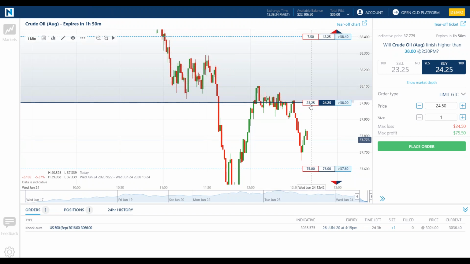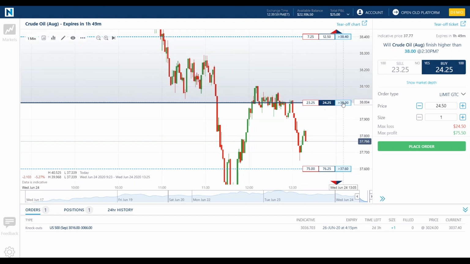And what you're trading is the probability. You can see these markets: it's a 23 and a quarter, 24 and a quarter. So right in the middle would be 23.75. The market is saying there's a 23.75% chance that oil will settle higher than 38, not trade higher. It's got to close in 1 hour and 50 minutes. If it closes higher than 38.00, so 38.01, this contract will settle at $100.